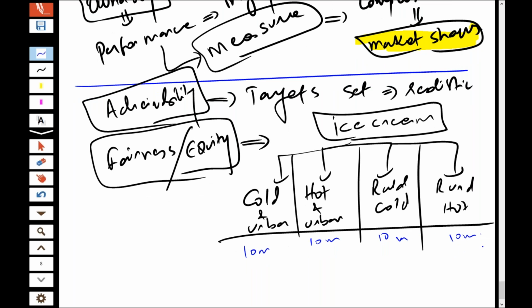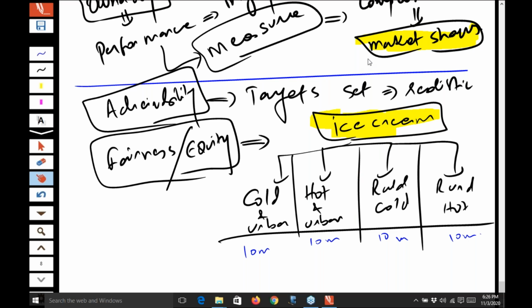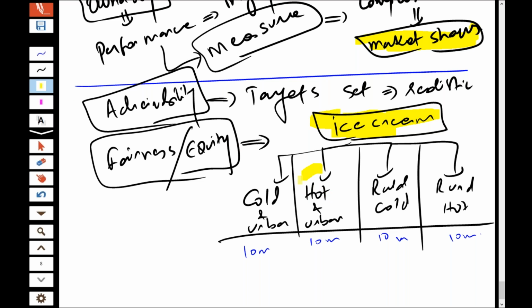Now, can I have an input from you people? A company is selling ice creams. Which of the regions would have the highest ice cream sales? Yeah, good. Hot and urban. This is the region which is going to have the highest ice cream sales.